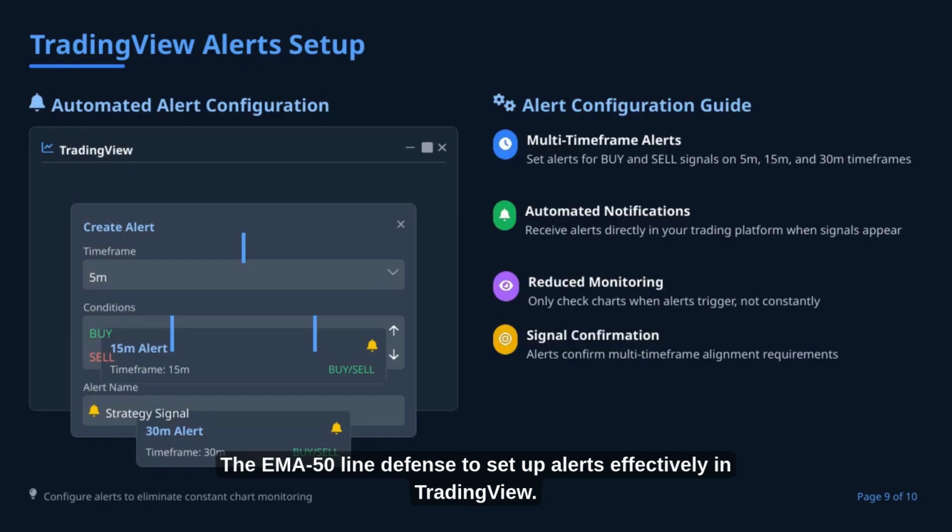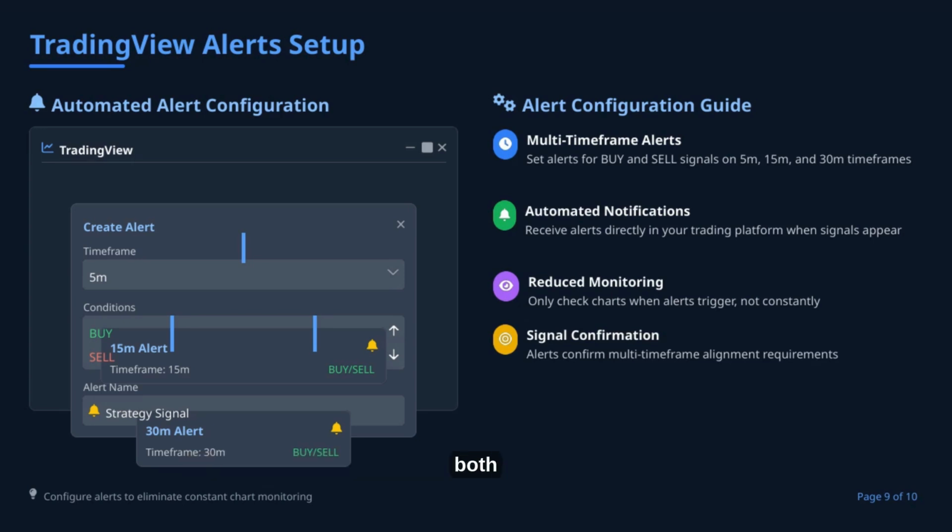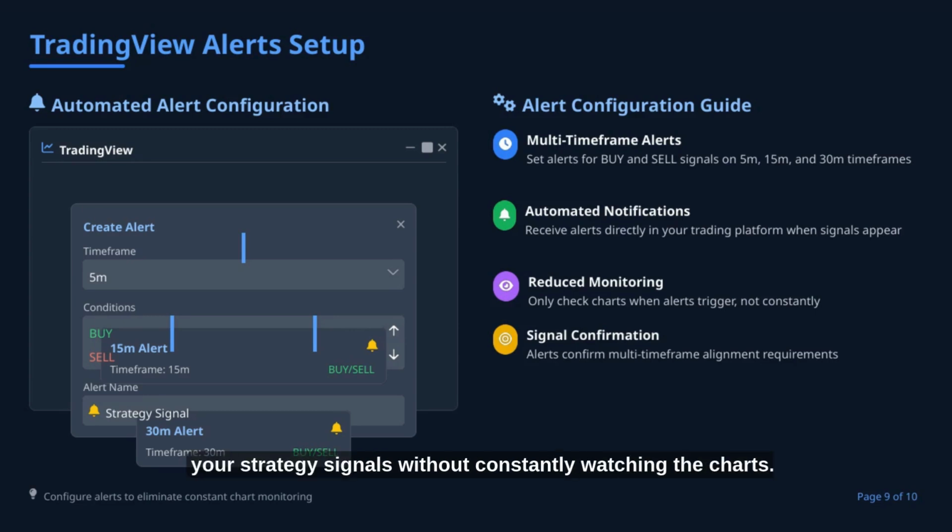To set up alerts effectively in TradingView, you want to create multiple alerts across different time frames, 5 minutes, 15 minutes, and 30 minutes, for both buy and sell signals. This multi-time frame alert setup helps you monitor your strategy signals without constantly watching the charts.